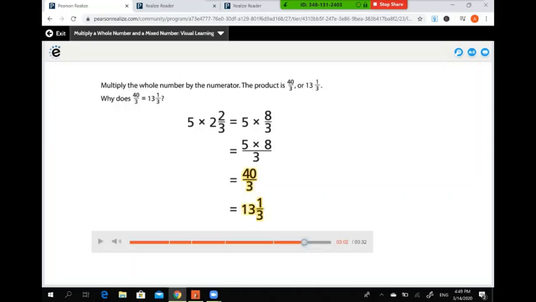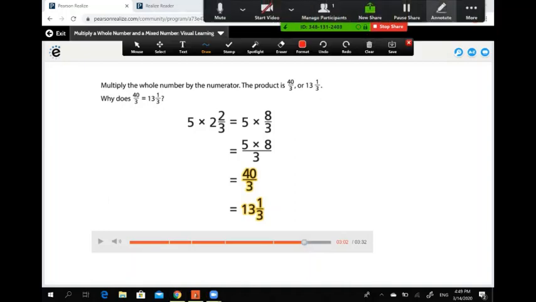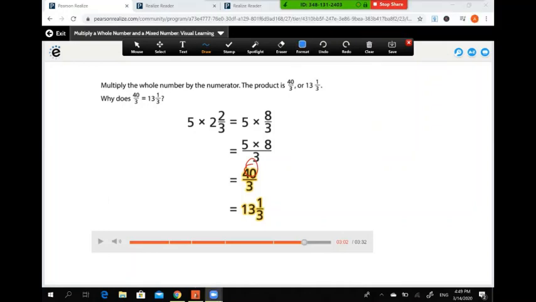40/3 equals 13 1/3. First of all, how to convert? Because the numerator is more, I want to make it a mixed number, as we took before. As we know, this dash, which is the over, means divide. So this is 40 divided by 3. So what can we do?